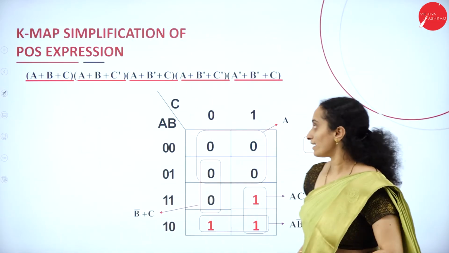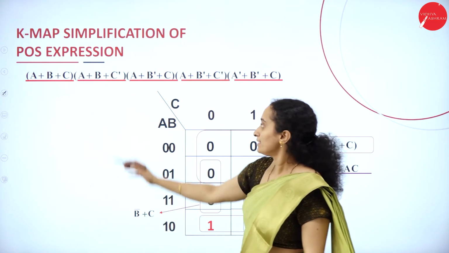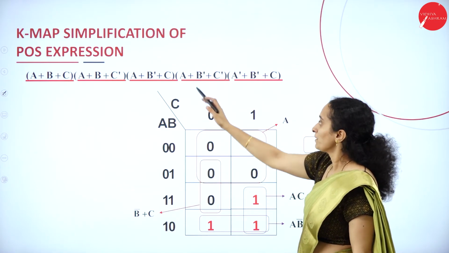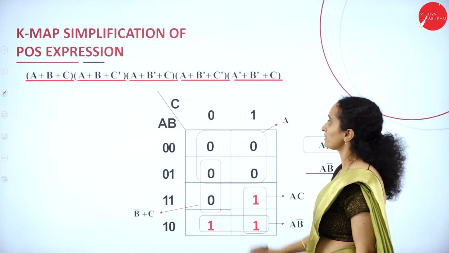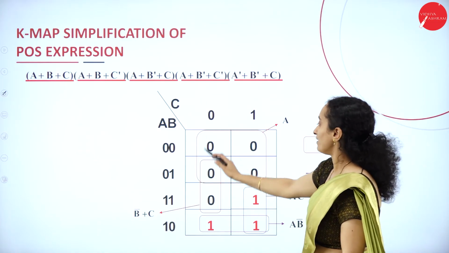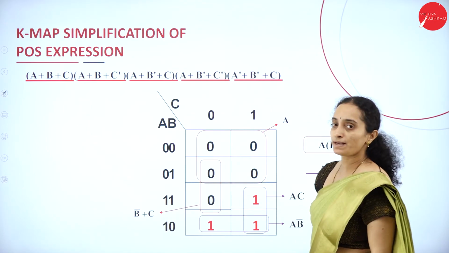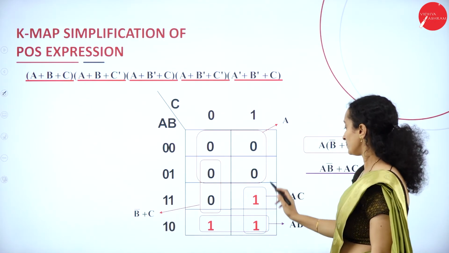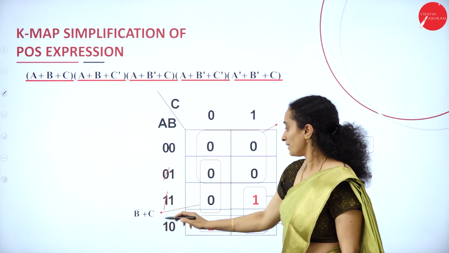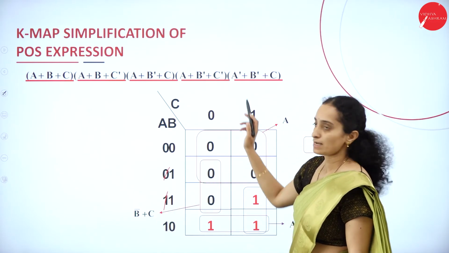Alright, here we have another example with the expression A plus B plus C into A plus B plus C dash into A plus B dash plus C into A plus B dash plus C dash into A dash plus B dash plus C. Now this will be grouped like this. Okay. So we will not be considering these ones. This grouping will not be considered. Here this will be cancelled. Remained is B dash plus C.